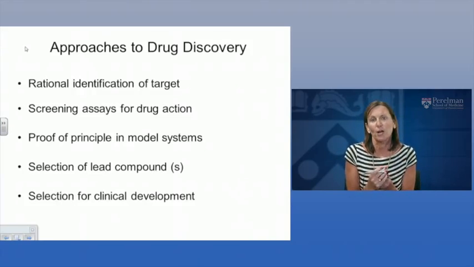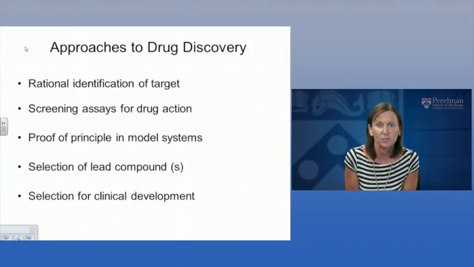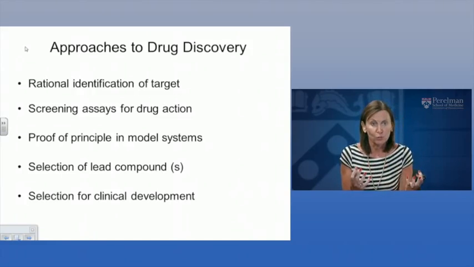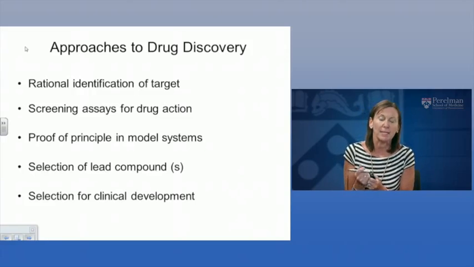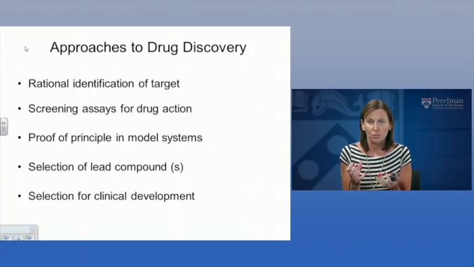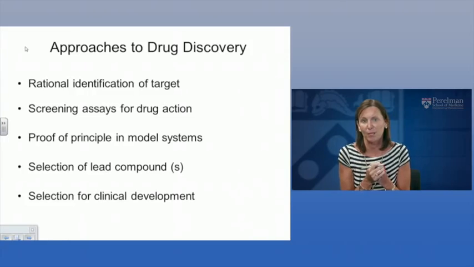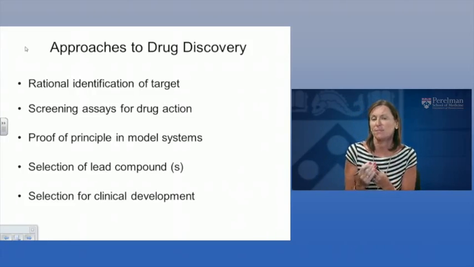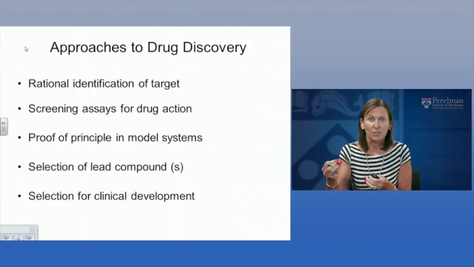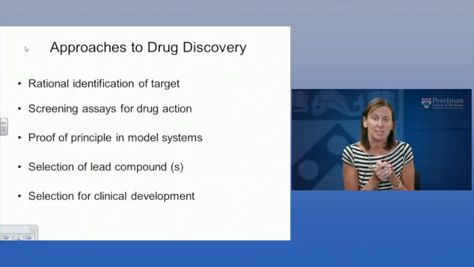And then you take that target and you screen for action against that target. So these are called screening assays for drug action. And then you want to prove your principle in a model system. And typically a model system is ex vivo or in vitro. So you want to be able to maybe have a visualization of your receptor in a cell membrane model and show that the drug actually binds to the receptor in that cell membrane. Or maybe an enzymatic kinetic system showing that the drug actually either inhibits or activates, less rarely, the enzyme in that model system.